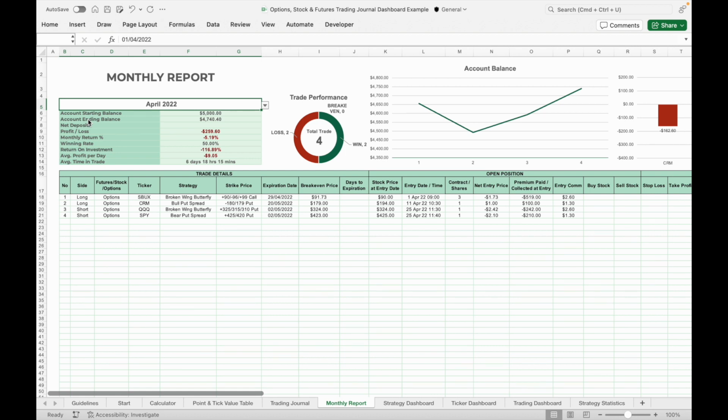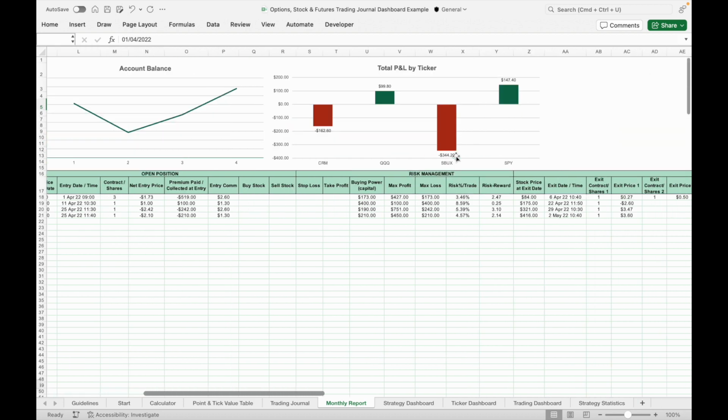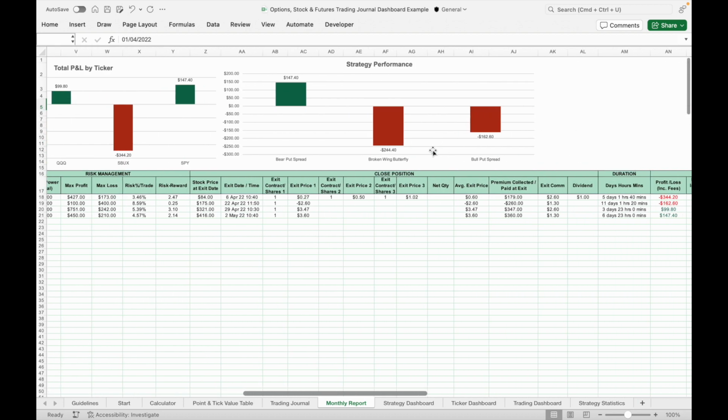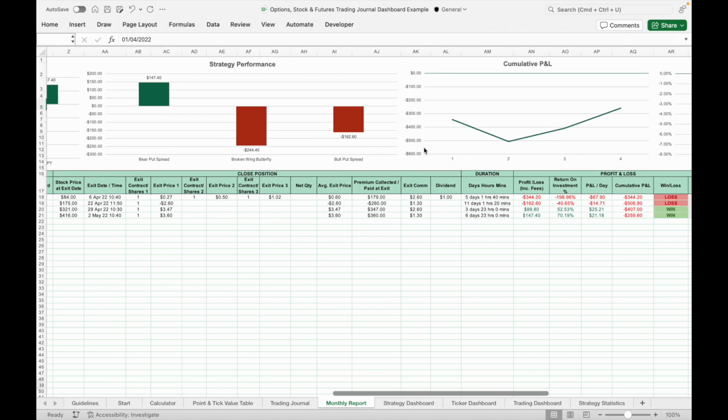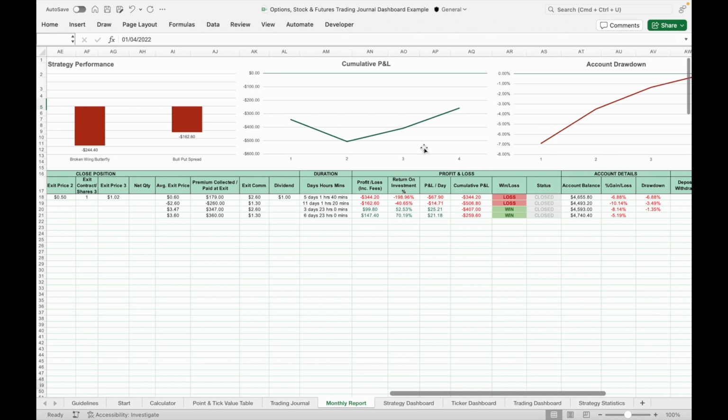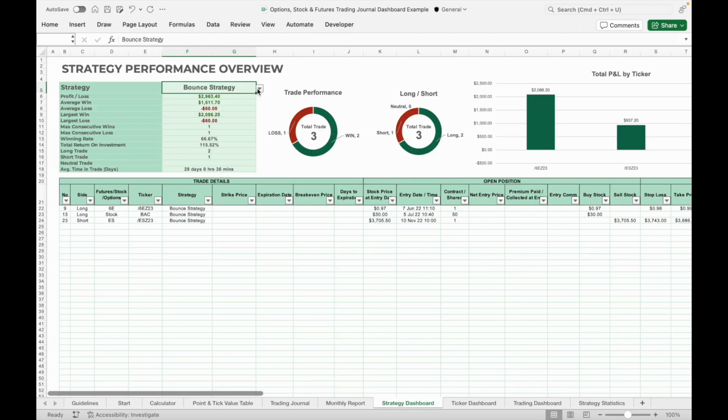The statistic display includes the account starting and ending balance, total P&L, monthly return, and win rate. The graph shows the account balance, total P&L by ticker, strategy performance in terms of P&L, as well as cumulative P&L and account drawdown. The strategy performance overview shows you how each strategy performs, providing statistics for each strategy so you can see which ones are working well and which may need improvement.